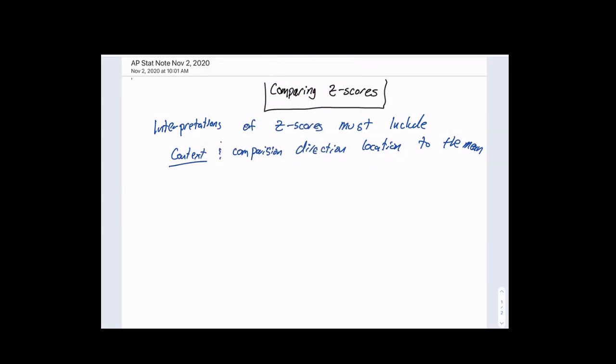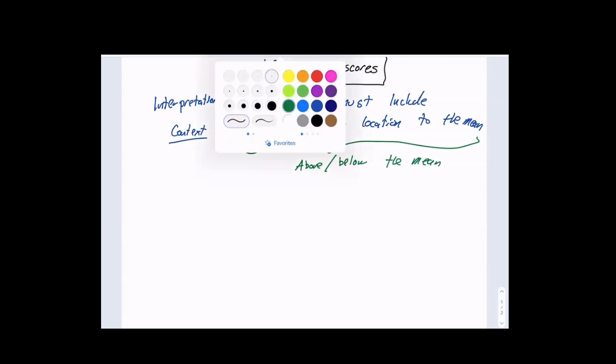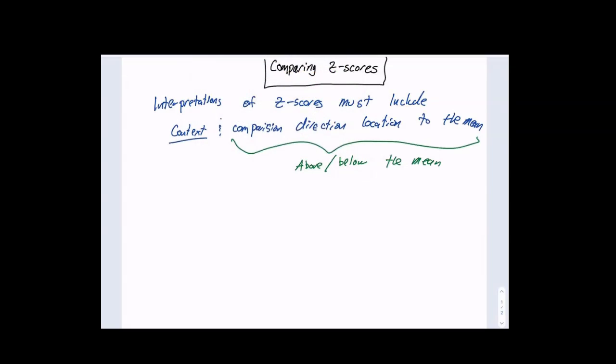Now, what do I mean by this part right here? Comparison, direction, location to the mean. How many standard deviations is it above or below the mean? Yes, so this is above, below the mean. And I guess I missed that one. I'm going to put, it must also include number of SDs. So that's part of the answer.